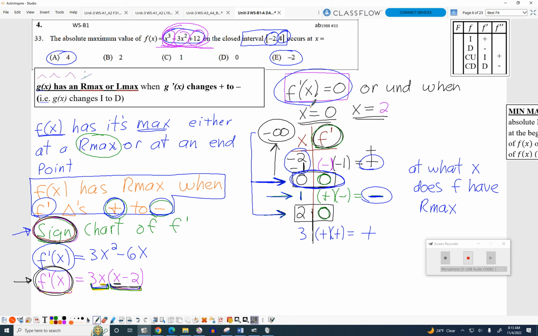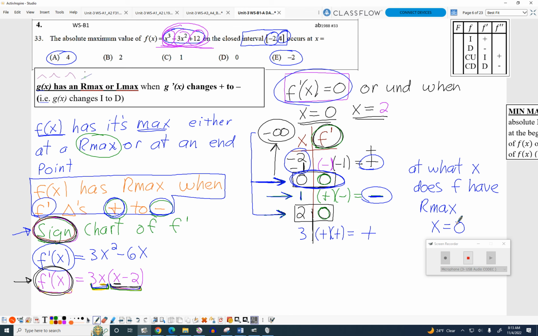And draw the relative min at x equals 2. Relative min at x equal 2. If you had that, put yourself down for 2 points. Questions?